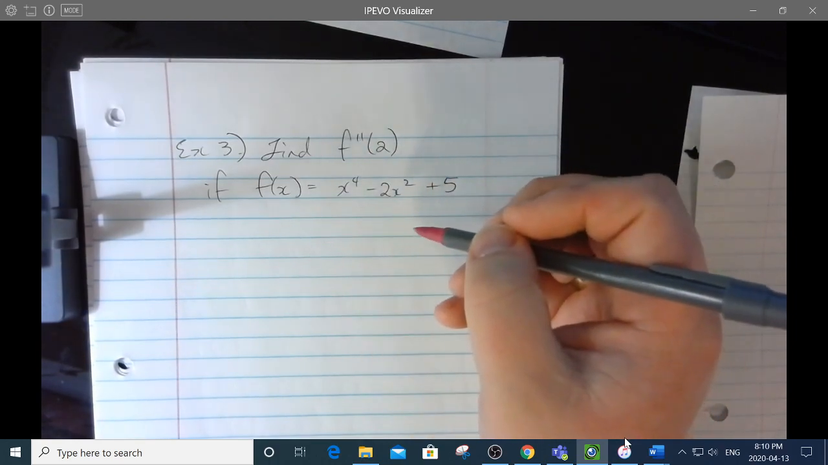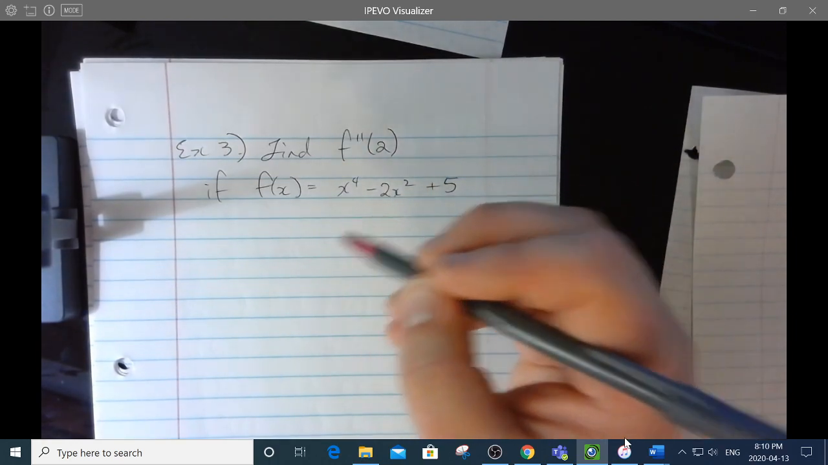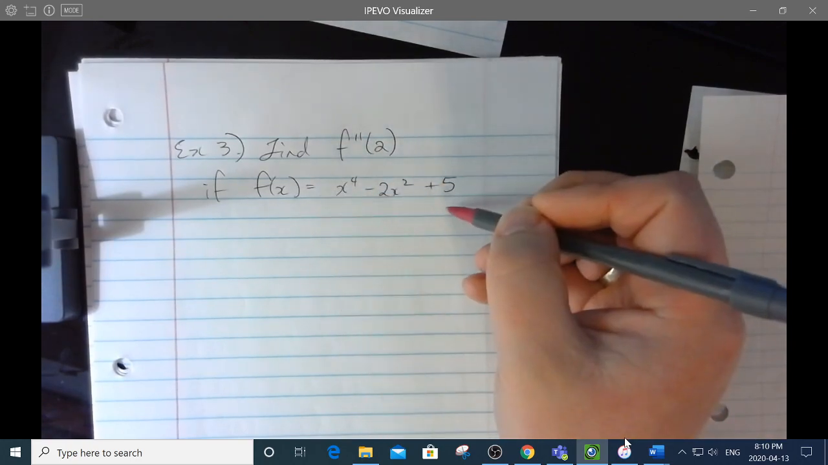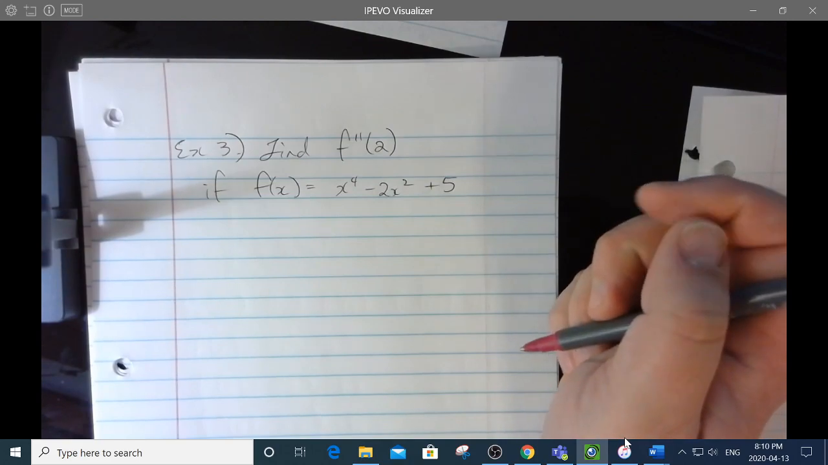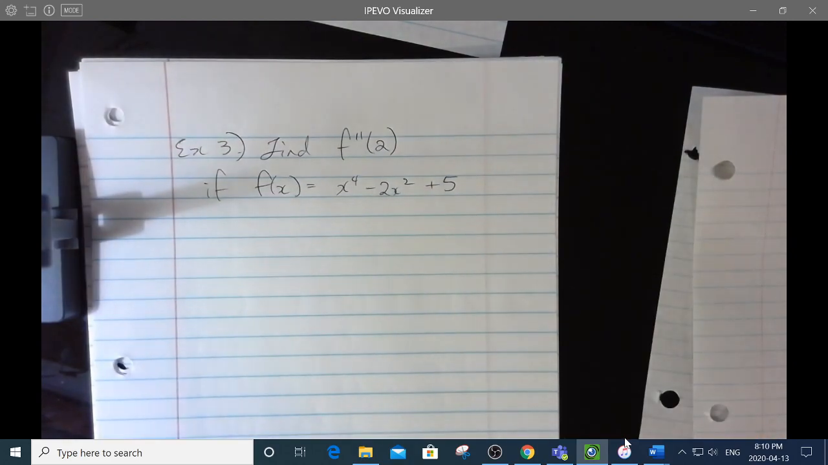Or find, maybe I should say that better. Find the equation of the slope of this line, and then find out how much that is when x is 2. So, let's find that out.